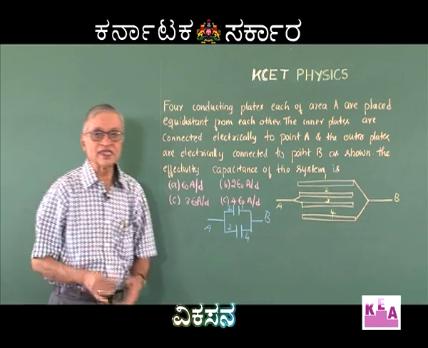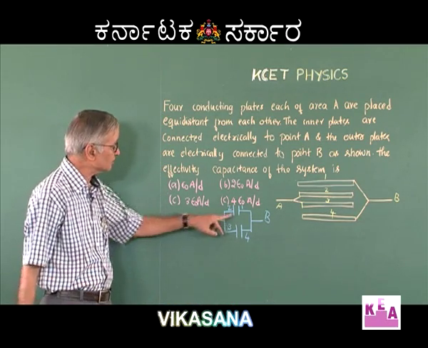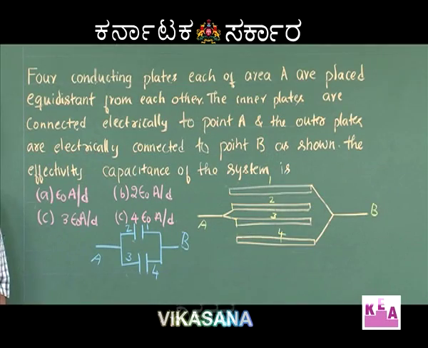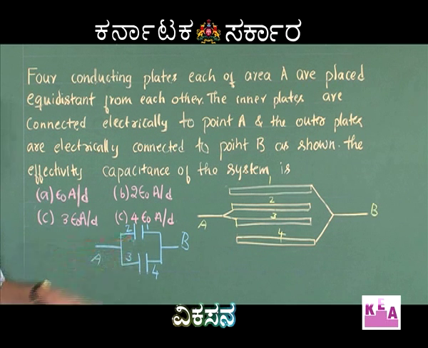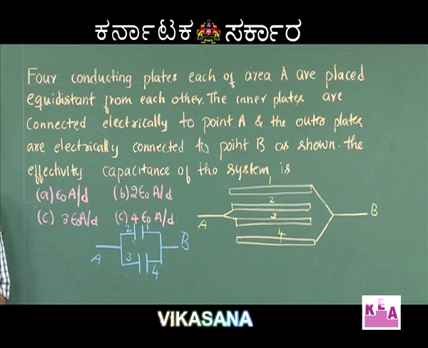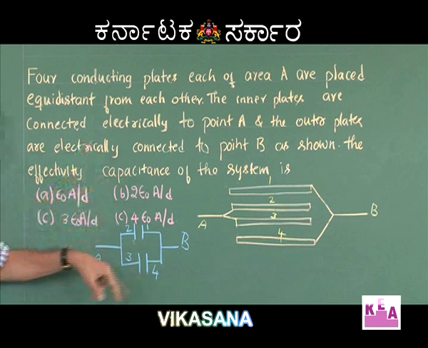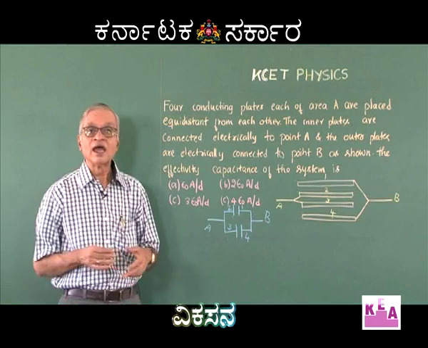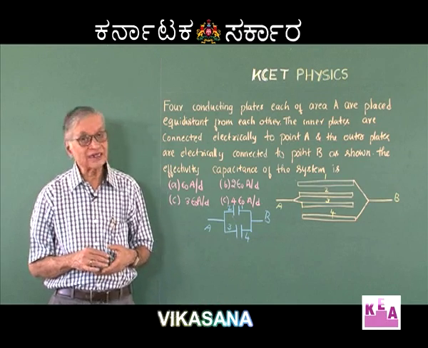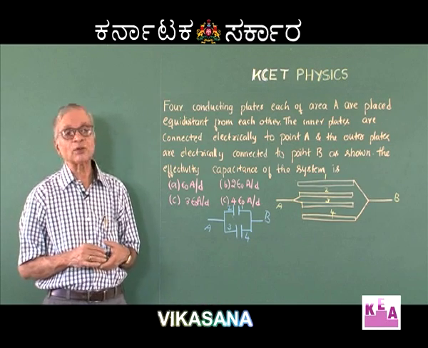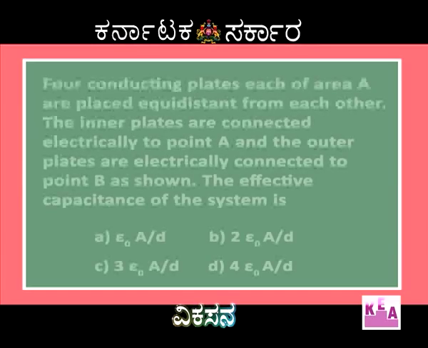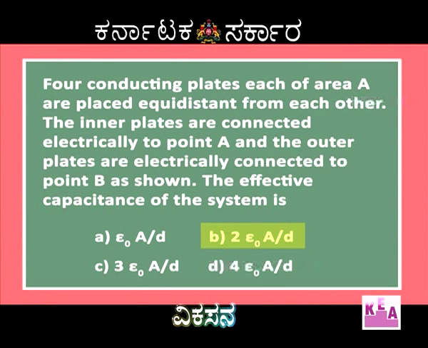Can you not easily notice that it consists of 2 capacitors which are connected in parallel? If C is the capacity of each condenser, then the equivalent capacity will be equal to 2C. Since A is the area, D is the plate separation, each capacity is epsilon 0 A divided by D. Therefore, effective capacity is 2 epsilon 0 A divided by D. Hence, option B is the correct answer.